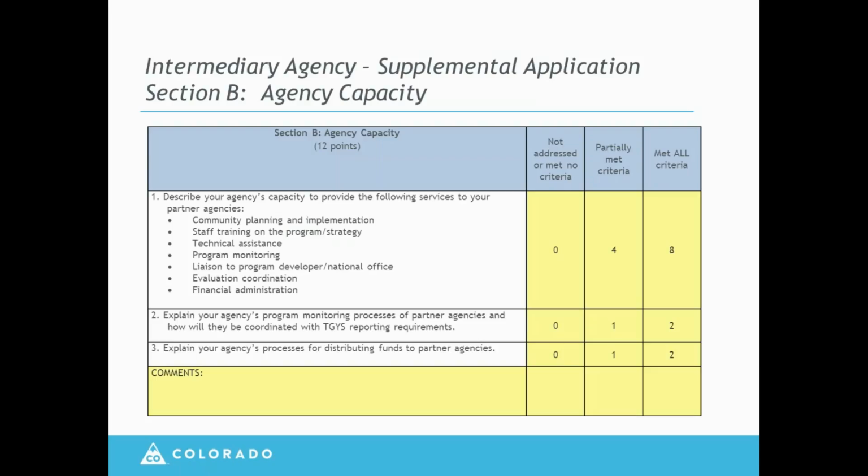The agency needs to describe their capacity to provide all of the services listed. If they, for some reason, do not address one of these items, then it would be only partially met criteria and a score of 4. They need to address each bullet point listed in number 1.